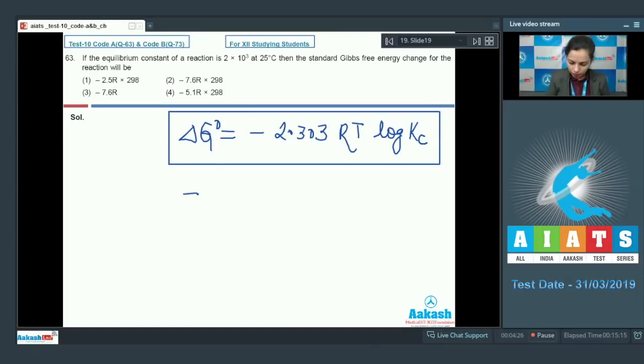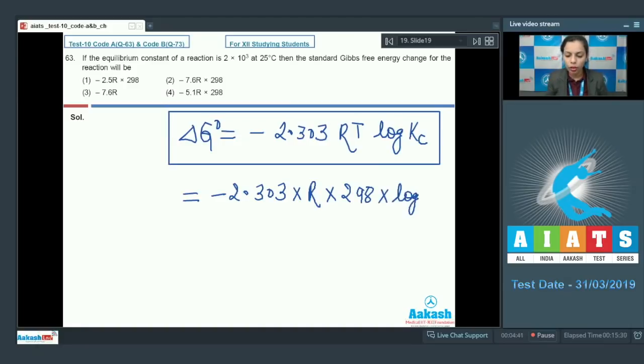In this case, this would be minus 2.303 R. What is the T value? That is 25 degrees Celsius, becomes 298 Kelvin, and log Kc. What's the value of Kc? That value is clearly given here, 2 into 10 raised to the power 3. So I'm just placing the value here, 2 into 10 raised to the power 3.